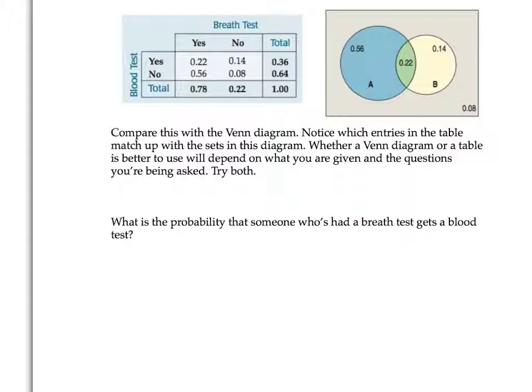So I'm interested in someone who's had a breath test. You know they've had a breath test. People who've had a breath test are yes to the breath test. That's this whole column. Okay? That's 0.78. So I'm interested in the probability that someone, I know they got the blood test, that's A. What's the chance they got the breath? That's B.